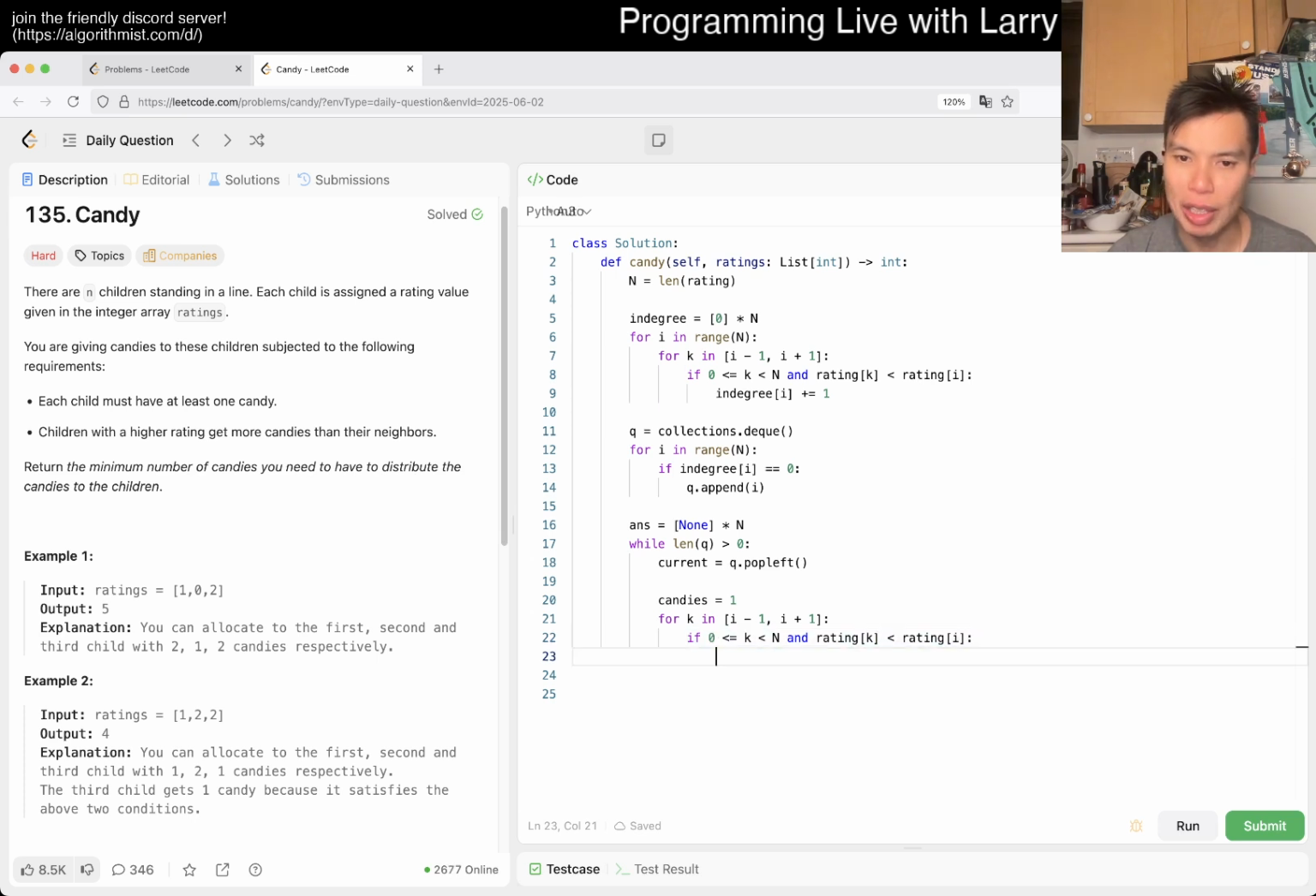This means that the number of candies is equal to max of candies and then answer of k, right? It means that we've, I guess in this case actually, yeah, in this case it means that we've already parsed that just by definition. And so it is that candy plus 1 to have the most. And then at the end, we just write answer sub current is equal to candies.